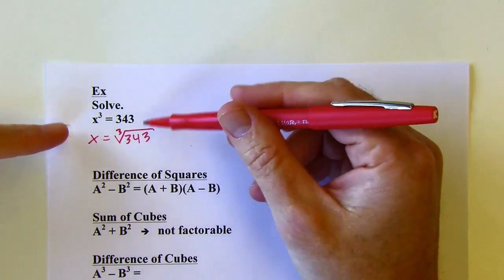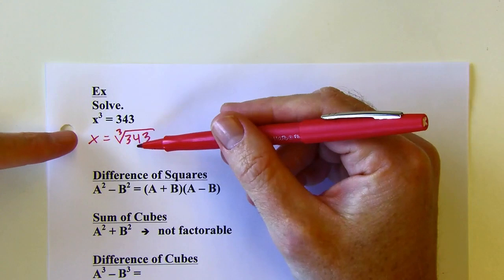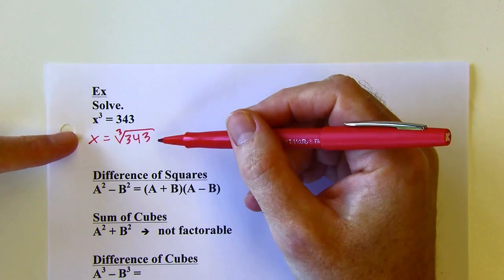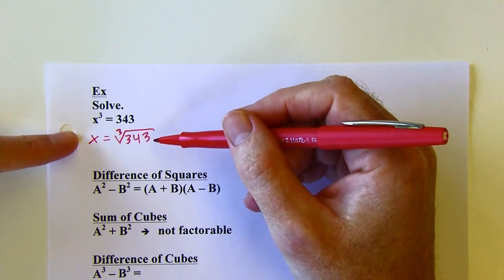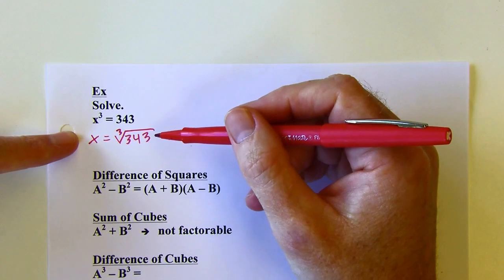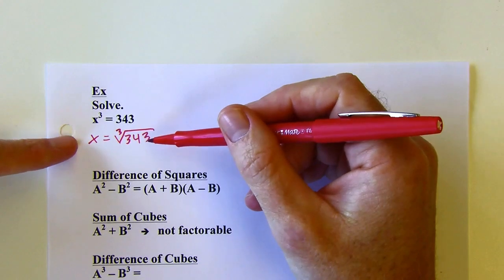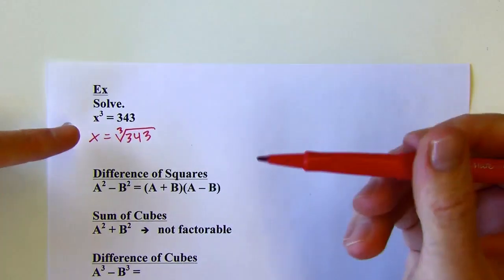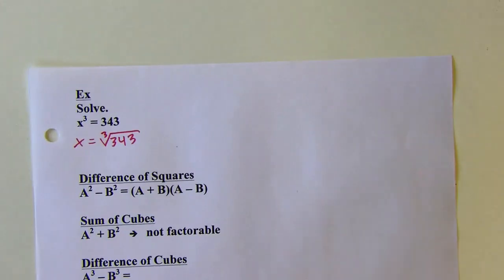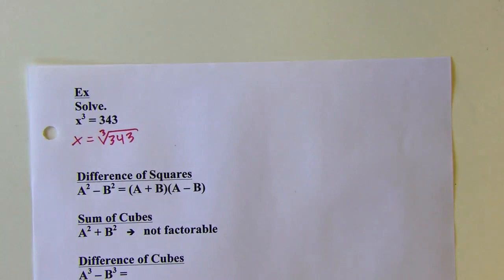Now, with a square root, we do positive or negative in front of the radical when we take the square root of both sides, but we don't do that with cube roots because a negative times a negative times a negative is going to end up negative. So this has to be a positive number. There's not going to be a negative cube root that works for a positive number, okay?